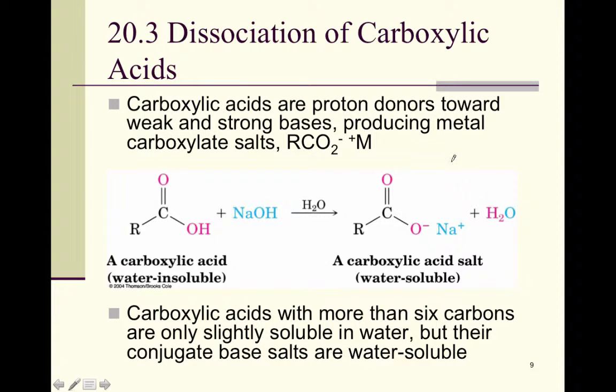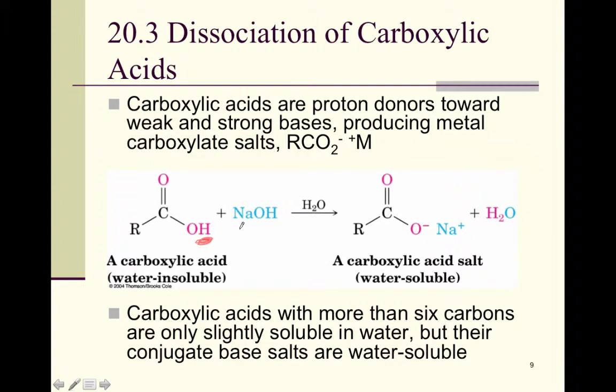Dissociation of carboxylic acids. Carboxylic acids are proton donors towards weak and strong bases, producing metal carboxylate salts. It's this hydrogen right here that's the acidic hydrogen in a carboxylic acid. What makes something an acid is its ability to give up a hydrogen. So this is the one that's going to go away.